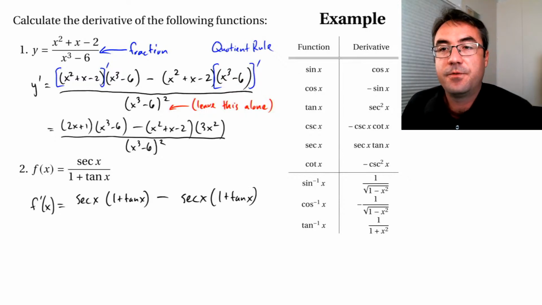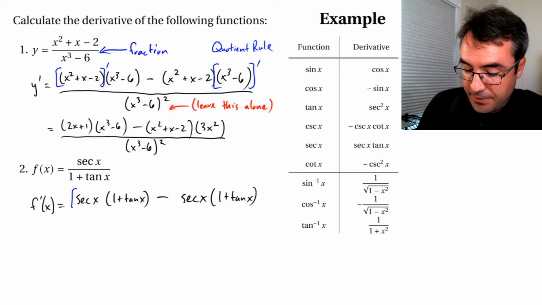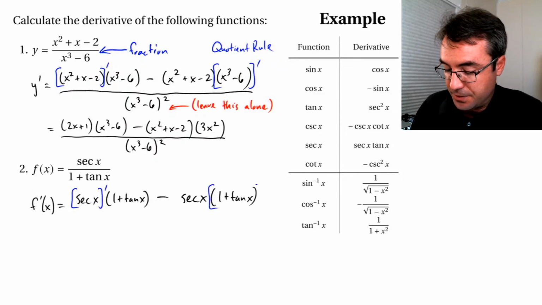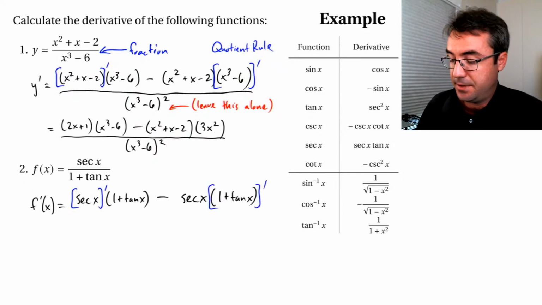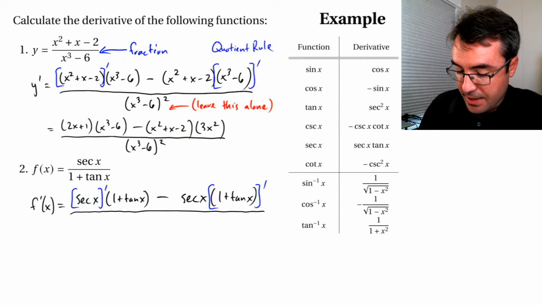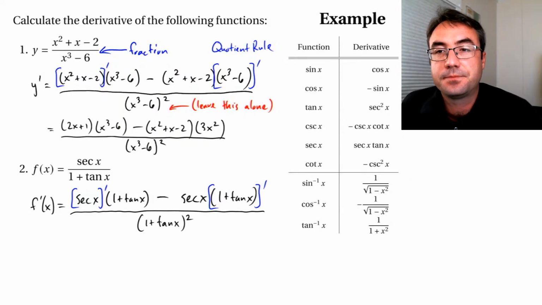Very similar to what we would do with the product rule, except put a minus there in the middle. Apply the derivative to the first function in the first copy. Apply the derivative to the second function in the second copy. And then we draw our big fraction sign, and we square the original denominator. So 1 plus tangent x, all squared.